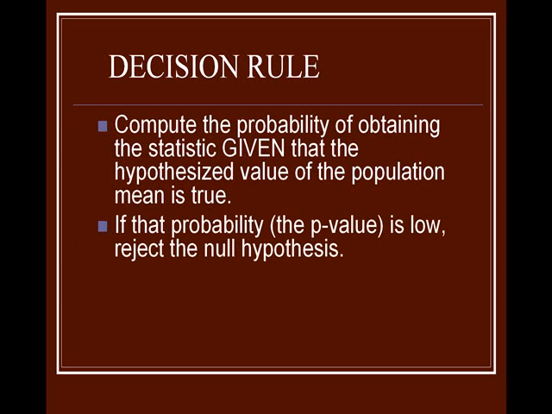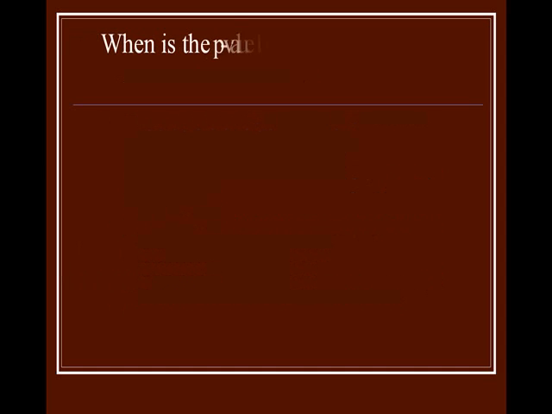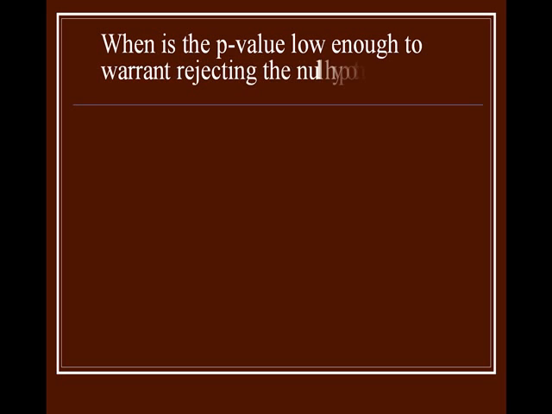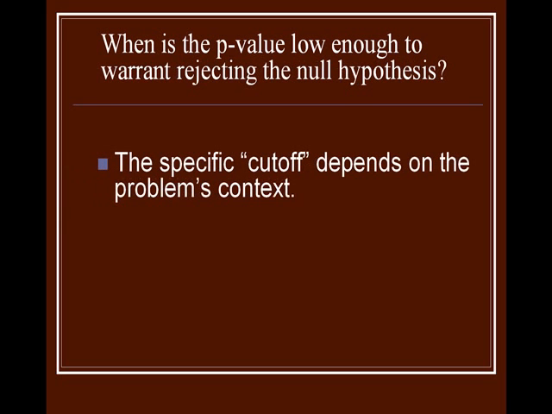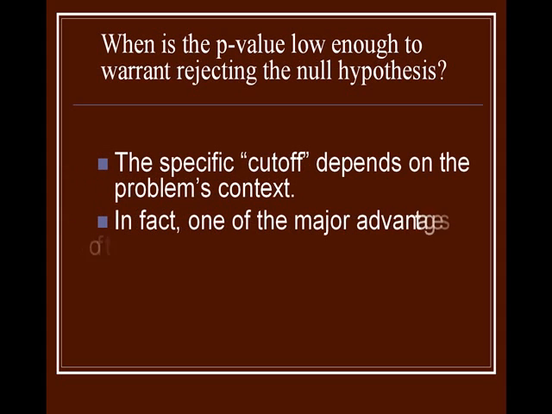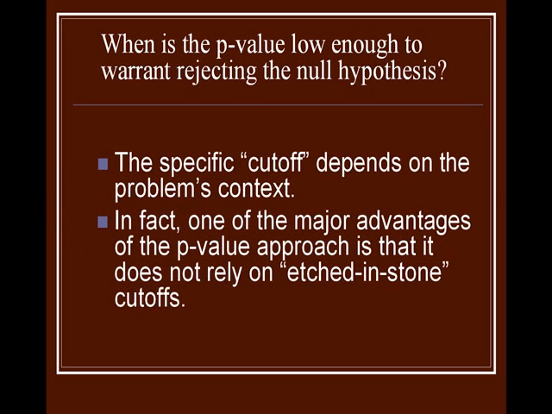That probability is the p-value. If it's low, then we're going to reject the null hypothesis. Alternatively, if the p-value is high, we will not reject the null hypothesis. We'll consider the null hypothesis to be plausible. And when is it low enough to warrant rejecting the null hypothesis? Well, that depends on the problem's context.